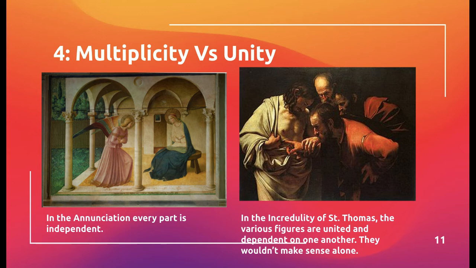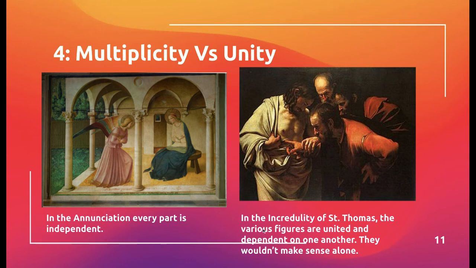So in the Annunciation, every part is independent. Okay, people are not overlapping. Each figure has their own kind of segment of the painting. But in Doubting St. Thomas, the Incredulity of St. Thomas, the various figures are united and dependent on one another. They're leaning on one another. You can't tell where one figure ends. They have to exist together, right?